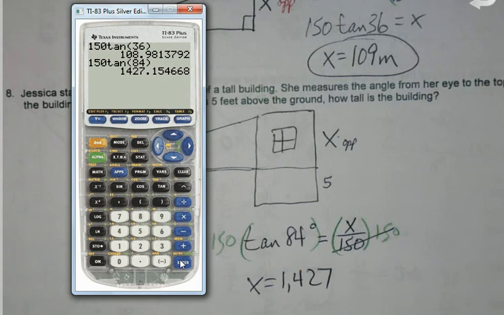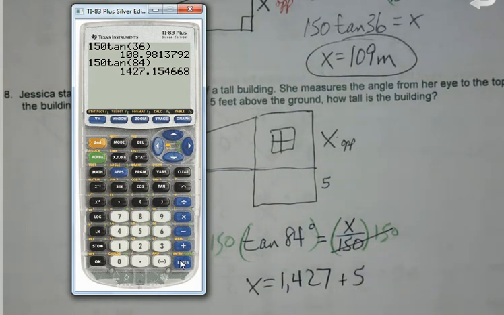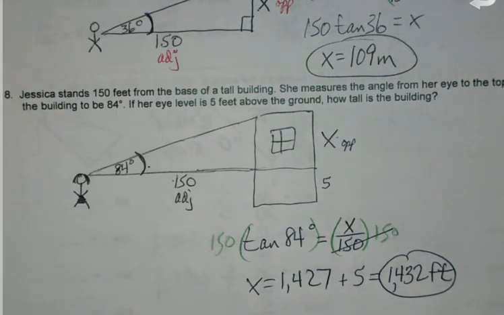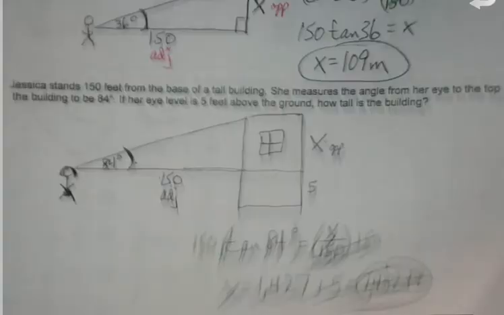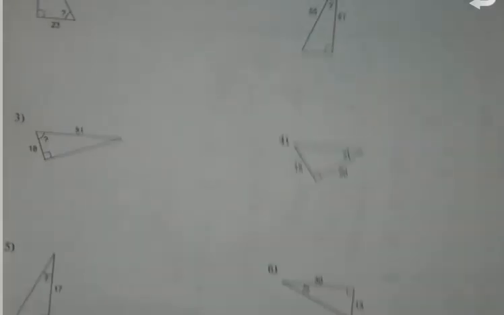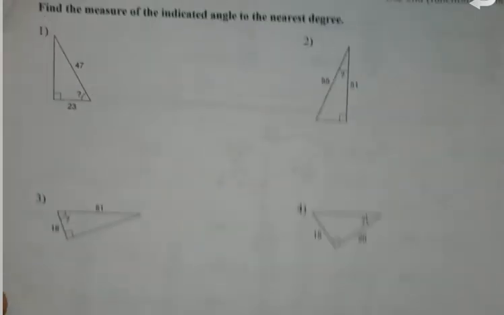Because if she's 5 feet above the ground, and that's my x, I've got to add her extra 5 feet to that. That's right. So don't let this crazy stuff get at you. One more minor thing to take on here, and then I'm going to save special triangles for tomorrow.